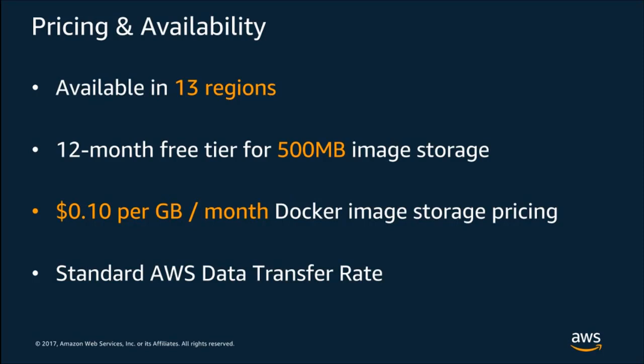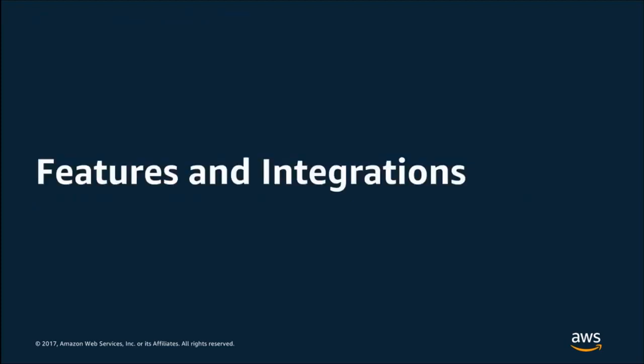Let's look at pricing and availability. So as of today, ECR is available in 13 regions. You have a 12-month free tier for 500 megabytes of image storage. You have 10 cents per gigabyte per month in Docker images for storage pricing, and the standard AWS data transfer rates apply. Let's talk about some of the features and integrations into other AWS services.